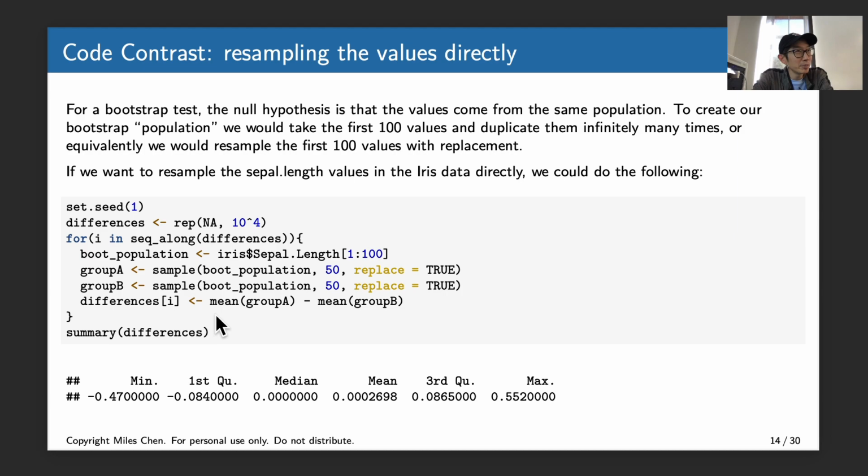In bootstrap, we want to simulate the sampling distribution when the null hypothesis is true. Our null hypothesis is that there's no difference between sepal length of setosa and sepal length of versicolor. That's the null hypothesis, that sepal length of setosa and sepal length of versicolor are the same. So if the null hypothesis were true, all 100 values, the 50 setosa and the 50 versicolor values, are coming from the same population. That's if the null hypothesis were true.